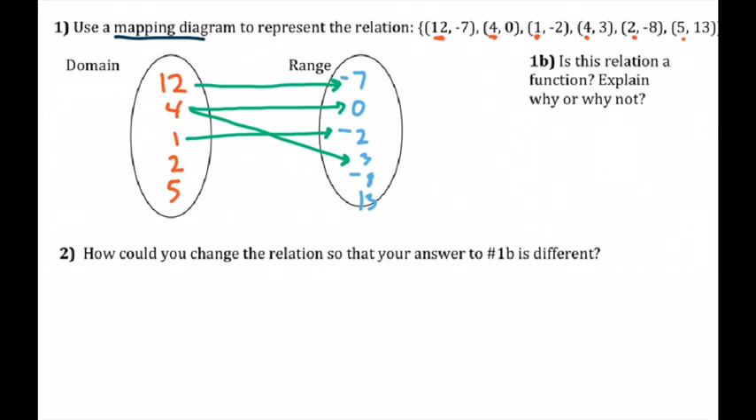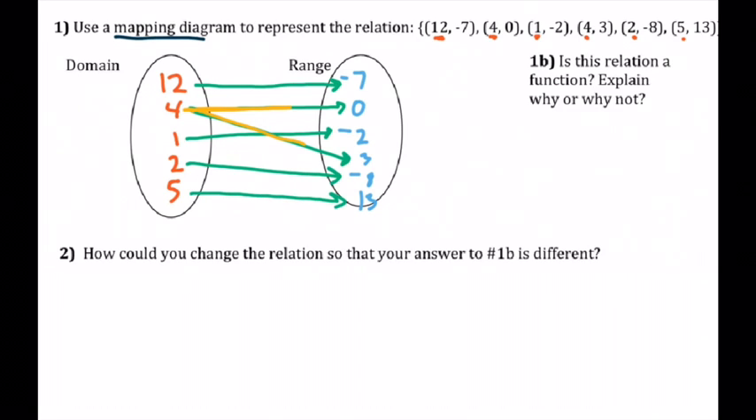You guys, that's like one person going to more than one class at a time. You see that? You see how 4 is split in what it's doing? That right there makes this not a function. It was like Graham trying to go to math and English at the same time. Okay? All right, so continuing on. 2 goes to -8. And 5 goes to 13.